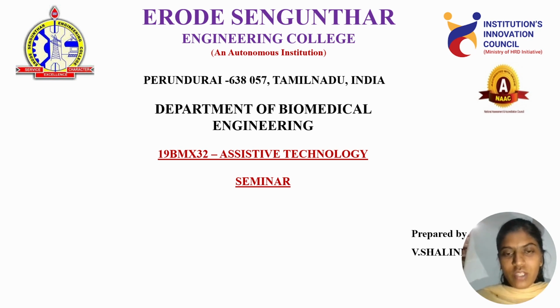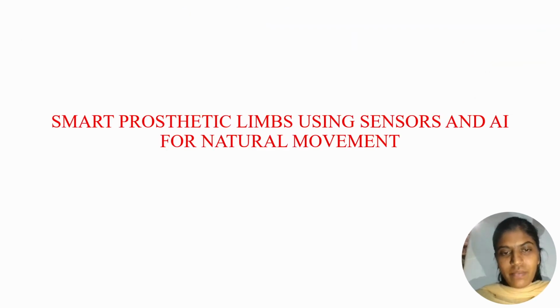Now we are going to see a seminar on assistive technology. Our topic is smart prosthetic limb using sensors and AI for natural movements. It is nothing but when there are accidents or sometimes injury to our hand or leg, at that time we are using the prosthetic limb, like an arm with sensors.